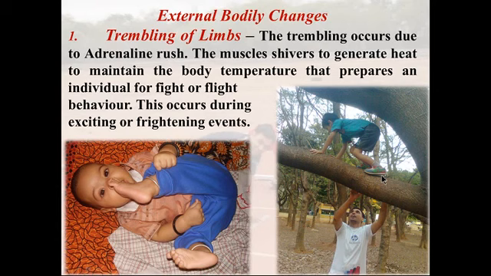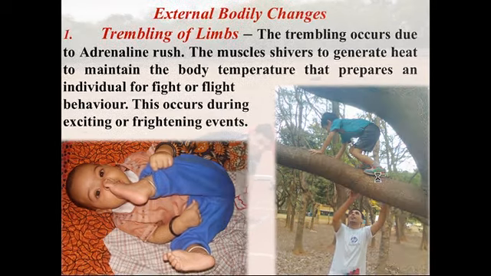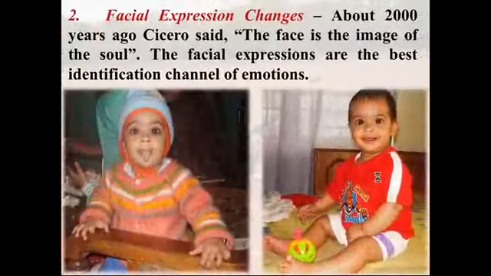The muscles shiver to generate heat to maintain the body temperature, which prepares an individual for fight or flight behavior. The shivering of muscles occurs for the purpose of generating heat, and when heat is more, the body temperature increases, and to maintain that body temperature at an optimal level, the body has to prepare itself. Due to that, this occurs during exciting or frightening events. So this is the reason why trembling of limbs occurs. See, trembling is the consequence of shivering of muscles.